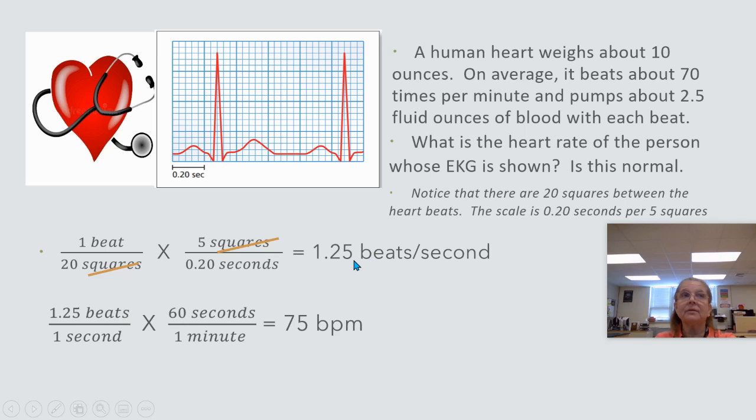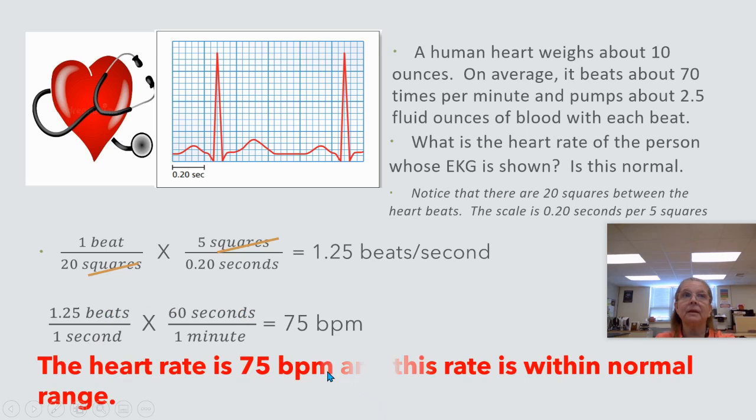If I take the 1.25 beats per second, I know there's 60 seconds to a minute. I want the seconds to be gone, and I want to be left with beats per minute. So when the seconds cancel out, I'm left with 75 beats per minute. That's pretty close to 70 beats per minute, so this would be within normal range. Notice that the squares and the seconds are canceled out.